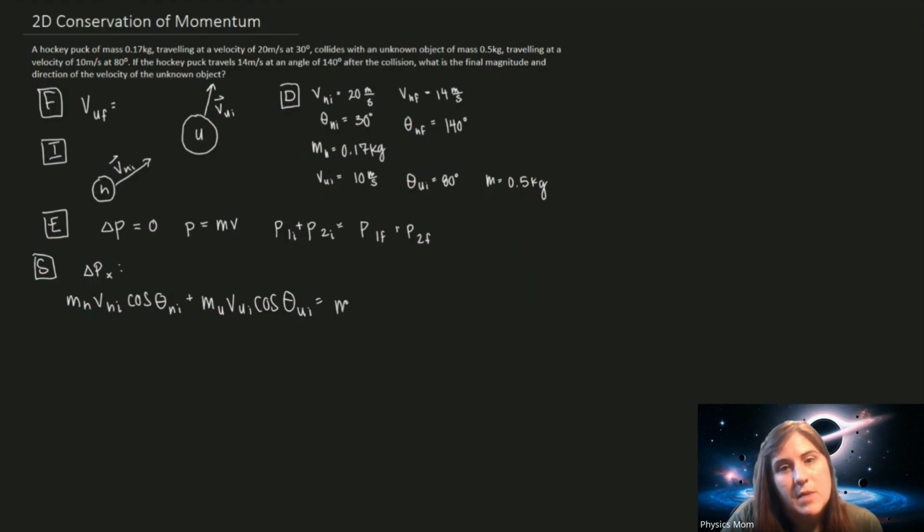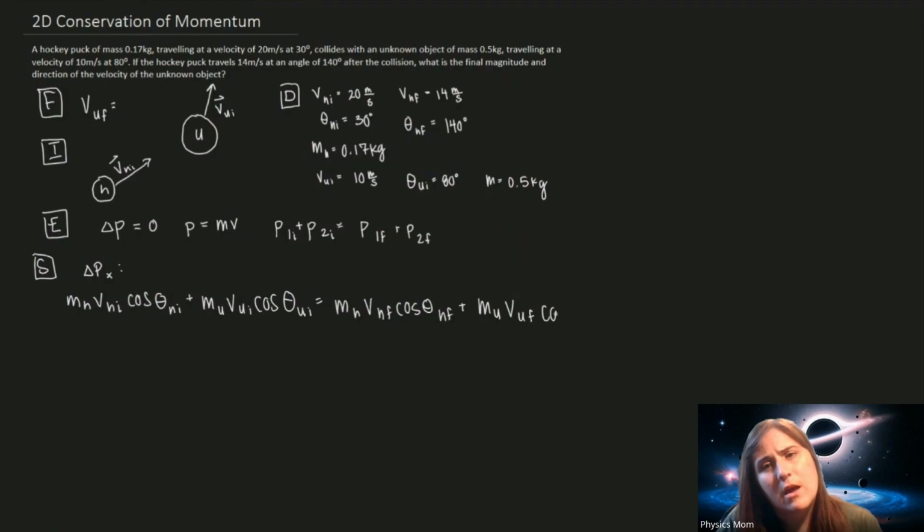So in this case, this is the mass of the hockey puck. It has not changed. It's not losing mass. The final velocity of the hockey puck and its final angle position, plus the mass of the unknown object, the final velocity of the unknown object, which is something I don't know. That's what I'm going to be finding. And the angle of the unknown object, its final velocity, which also I don't know. That's going to be my x-directed momentum.